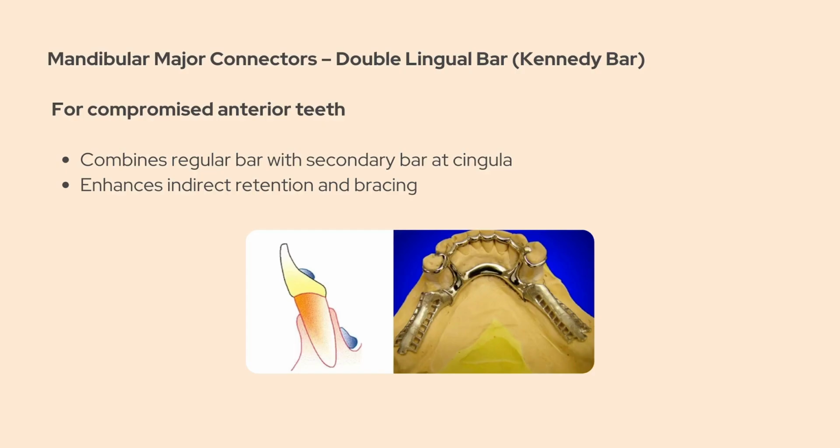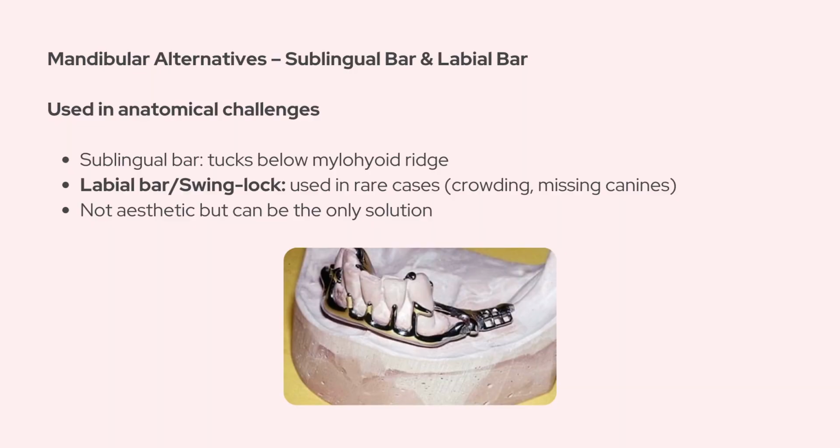There's also the double lingual bar or Kennedy bar, which includes the regular lingual bar plus a second bar that runs along the cingula. This helps improve indirect retention and bracing, especially when the anterior teeth have open embrasures or are periodontally compromised. Sometimes, if the anatomy just doesn't allow for a lingual design, like a really high lingual frenum or tori, we can use a sublingual bar. It tucks in below the mylohyoid ridge. It's more technique sensitive and honestly not used that often, but it's still something you should be aware of.